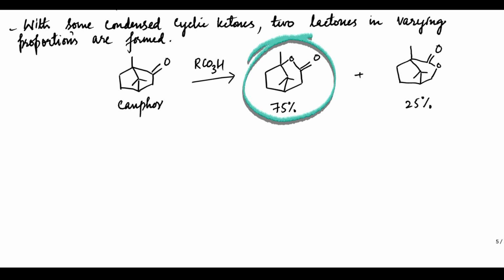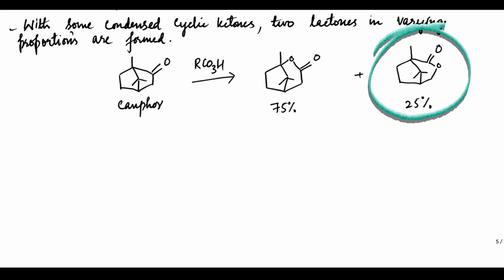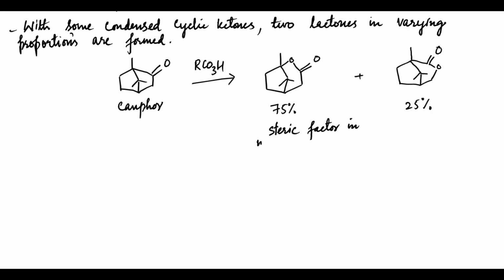This lactone in major proportion is the normal product, formed by the migration of the tertiary bridgehead carbon, while this lactone in minor proportion is formed by the migration of the methylene group. The reason for the formation of this lactone is steric factor encountered in migration of bridgehead tertiary carbon.